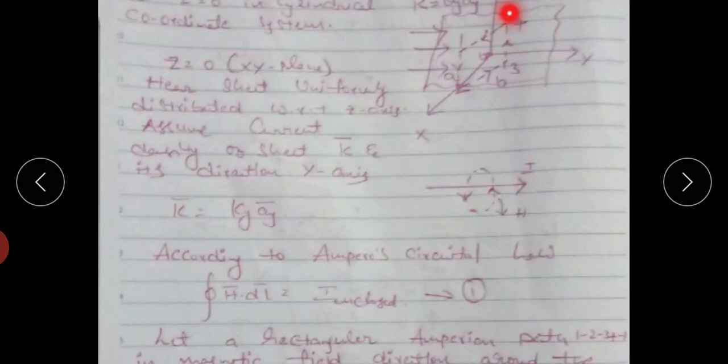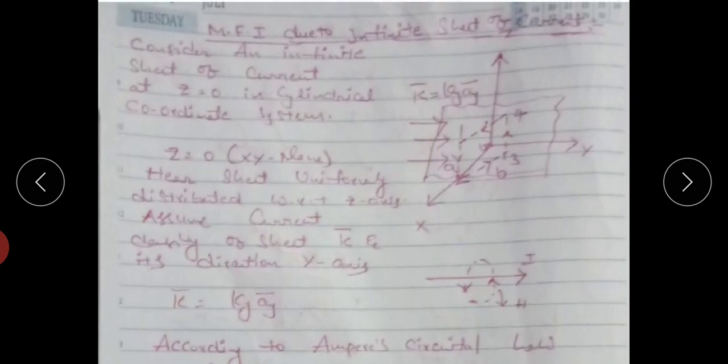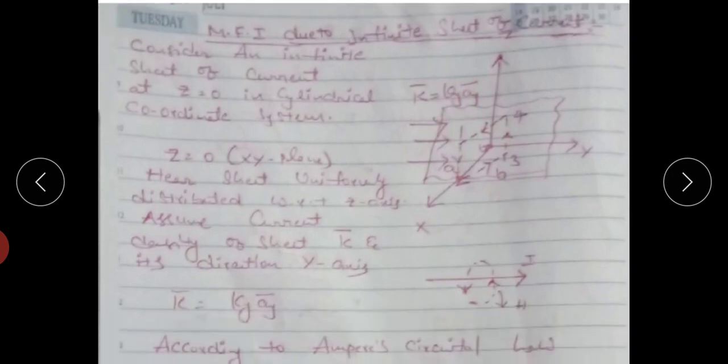So next from 4 to 1. The 4 to 1 direction is the same as the x-axis direction. So for 4 to 1, the magnetic field intensity component equals Hx into ax bar, and the dl bar vector, or total length, equals b into ax bar. So from 4 to 1, H bar dot dl bar equals Hx into ax bar dot b into ax bar. Here ax bar dot ax bar equals 1, so it equals Hx into b. Similarly, 3 to 4 gives Hz into a.